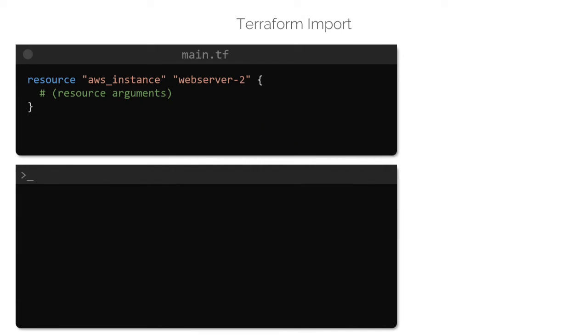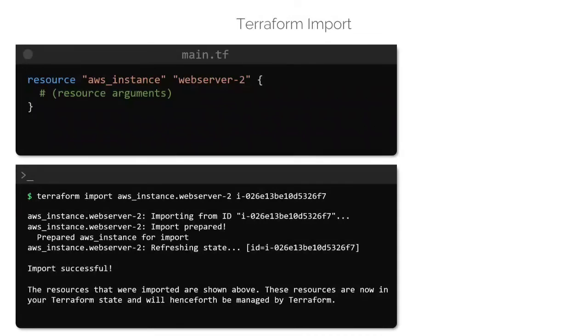You will notice that the block does not contain any arguments at this moment, required or optional, but that's okay for now. Once this resource block is defined, we can rerun the import command, and this time it should go through without any errors. The resource is now imported into the Terraform state file.